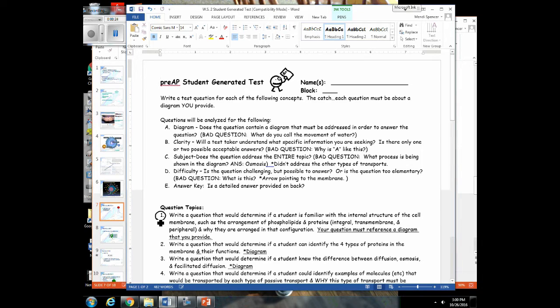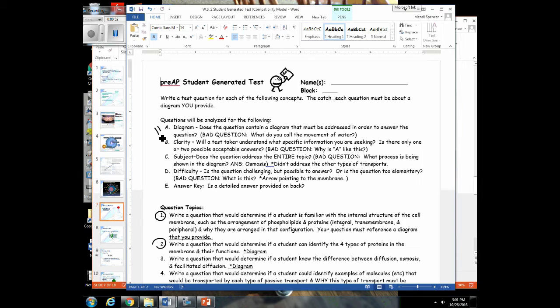The first question is going to be about this topic, which was on page 1 of your notes, and this topic, which started on page 2 of your notes. Let's talk about some criteria for whenever you go to write these 2 test questions. First of all, for every question, all 10 questions, you have to provide some kind of diagram that the test taker has to analyze in order to answer that question correctly.